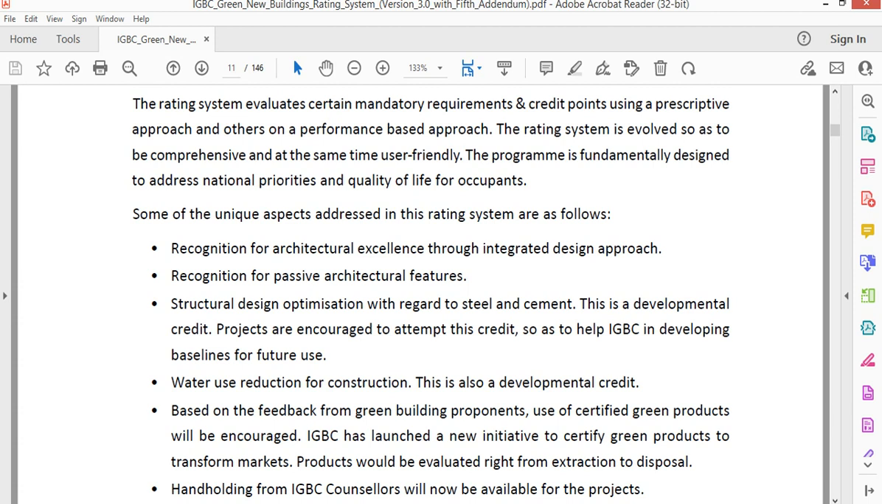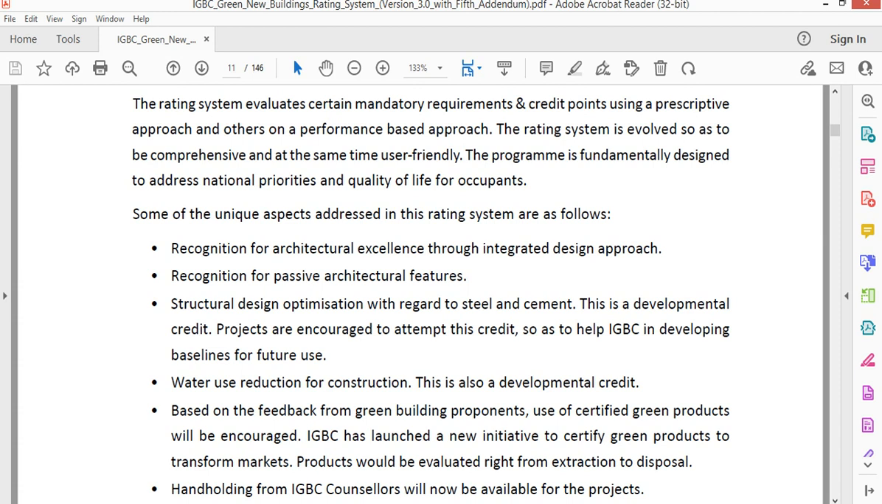The performance approach refers to the use of building modeling software in order to show compliance. Now, an example of this would be while calculating the energy efficiency requirements by using the whole building simulation approach. The simulation would be carried out at a temperature of 24 plus or minus 2 degrees, which would be anywhere between 22 degrees and 26 degrees Celsius.